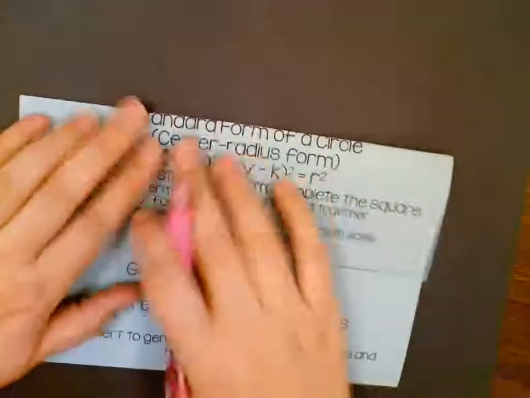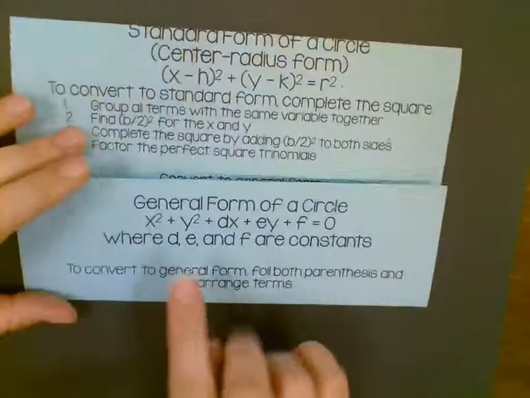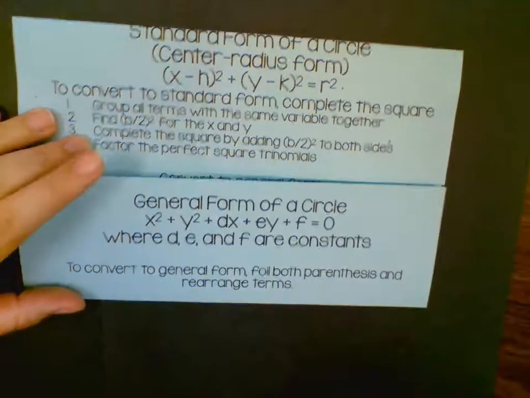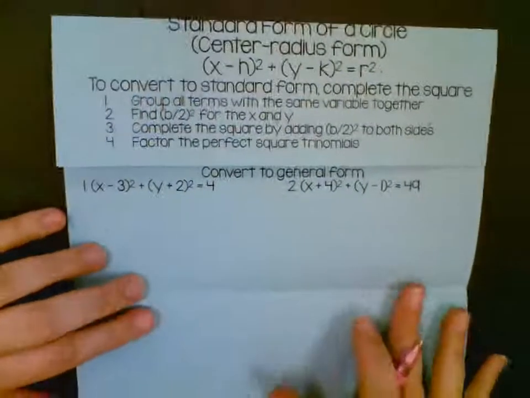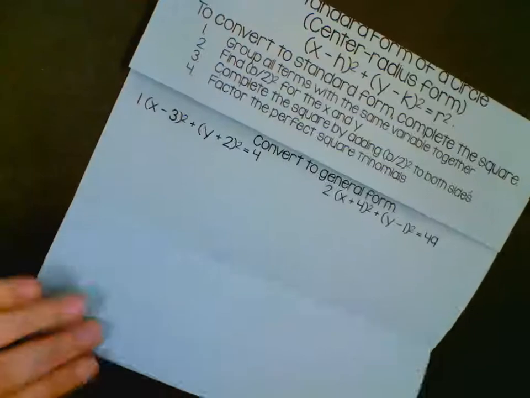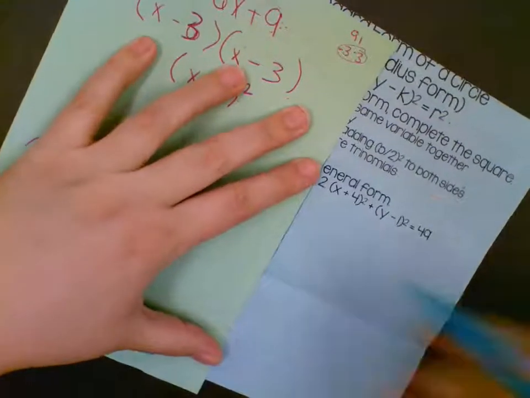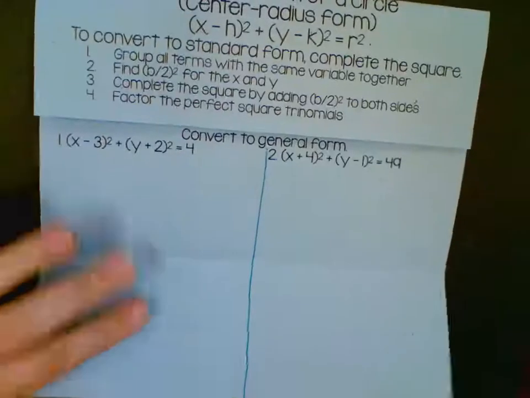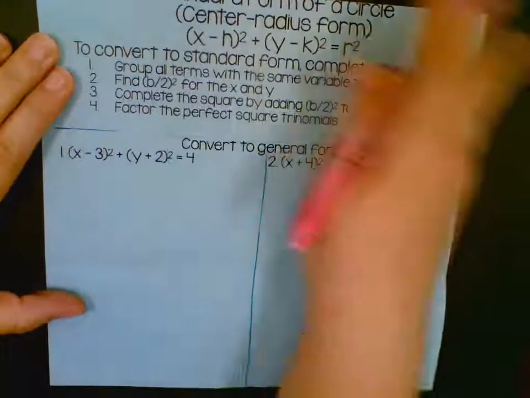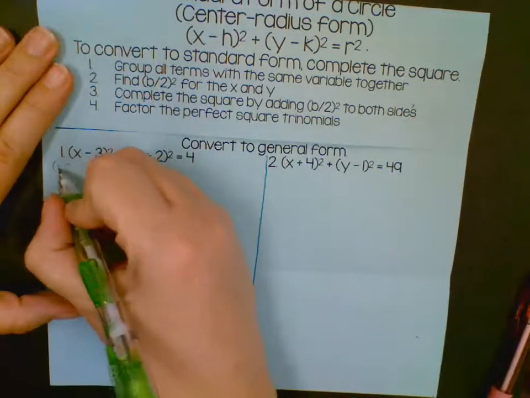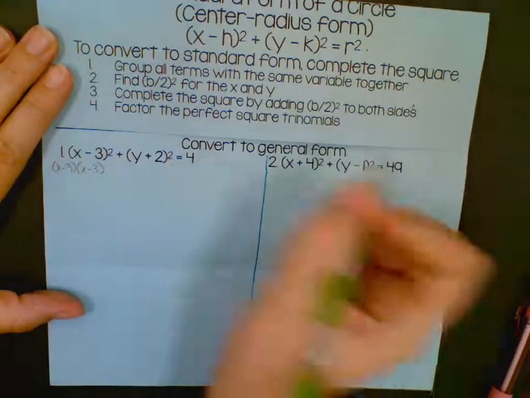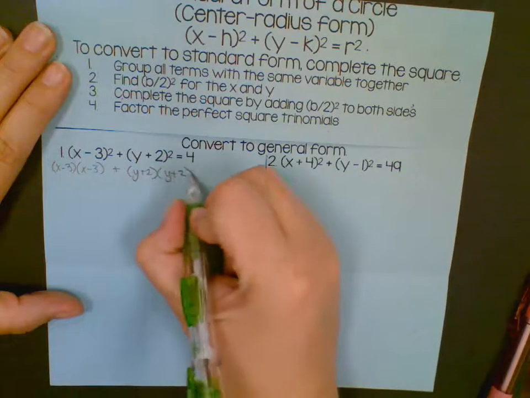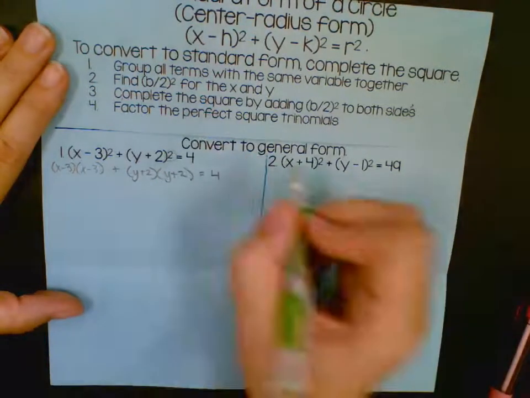What we're going to do now is work on the bottom. And the bottom, we're starting with this form, and we're switching it to this form. So to do that, we just have to FOIL and then put everything in the right order. So, let me split this in half. Okay, so we're going to FOIL both of them. It might help you if you write it twice. So this is really x minus 3 times x minus 3 plus y plus 2 times y plus 2 equals 4, since there's 2 of them, you know, and that might help you FOIL.